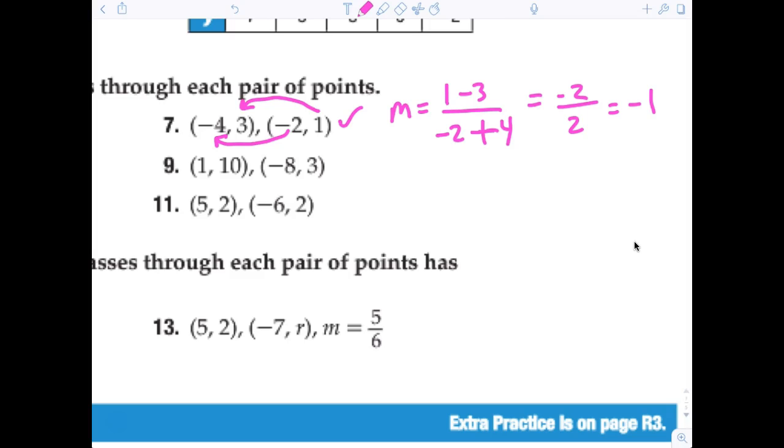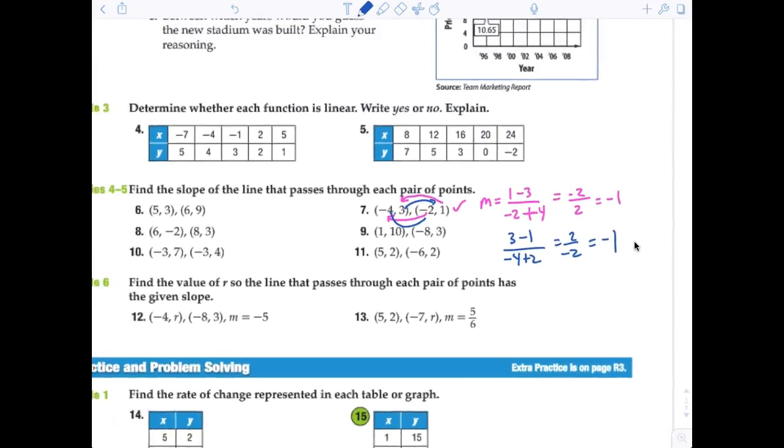Would it work if I went the other direction? I'm going this direction this time. What's 3 minus 1 over negative 4 plus 2? 2 over negative 2 is still what? Negative 1. Again, I just try to demonstrate to you, does it matter the order in which you do the subtraction? It makes no difference. All right? Slope is very easy.